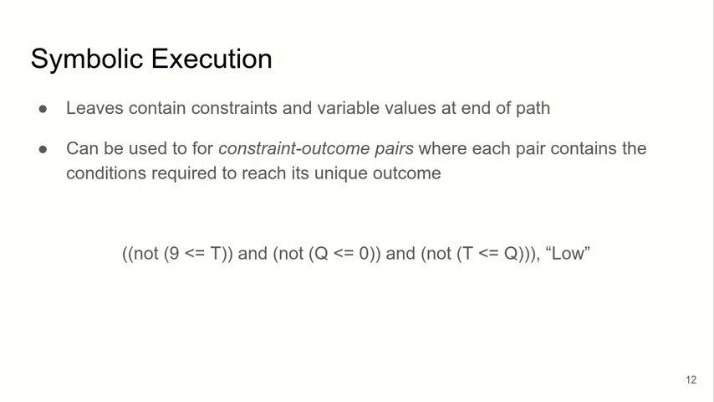After we complete symbolic execution on the code of the search problem, the leaves of the symbolic execution tree contain the constraints on inputs that were required to reach that leaf, as well as the values of all variables at that point. We use this information to construct constraint outcome pairs by removing all variable assignments except for the final outcome, the value returned by the search problem specification. In some cases, the same outcome is associated with multiple leaves, so we combine their constraints in a disjunction. This constraint outcome pair is an example from high-low, where the range is from 1 to 8 and the query is lower than the target value.